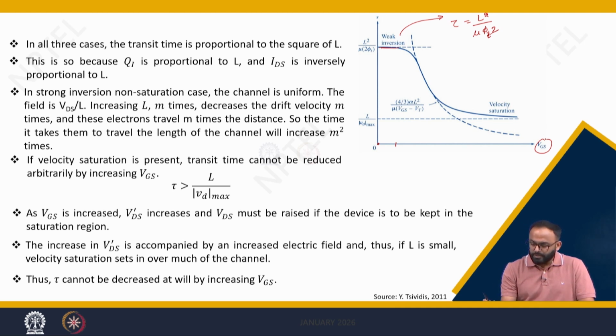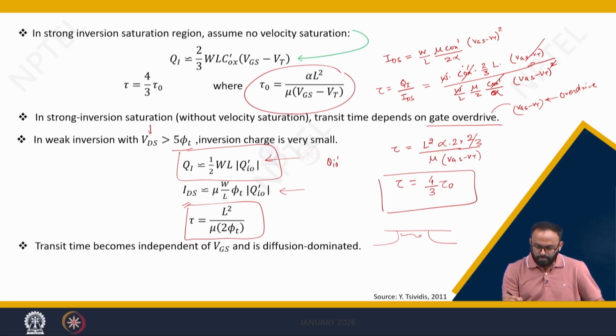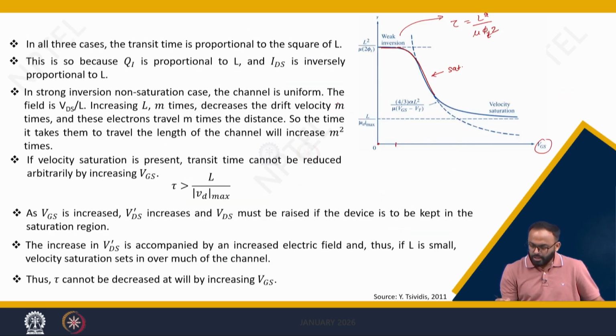Now when you increase the voltage, then you are entering from weak inversion to saturation. So this is the saturation case. In saturation, you see your transit time is dependent on overdrive voltage, right? That is the case, 4 by 3 alpha into L square divided by mu into Vgs minus Vt. So as Vgs is increasing, your overdrive voltage will increase, and hence the time taken by the carriers to move from source to drain in saturation region decreases. This will go on decreasing and should follow this curve.